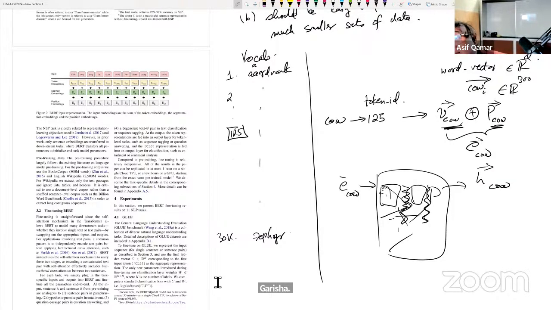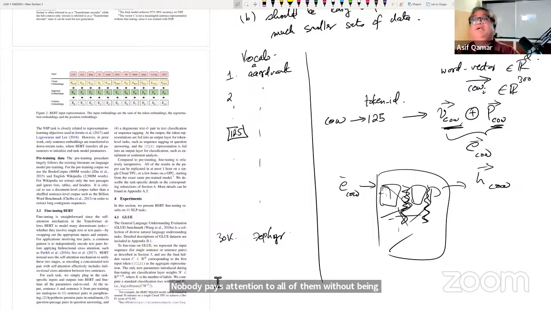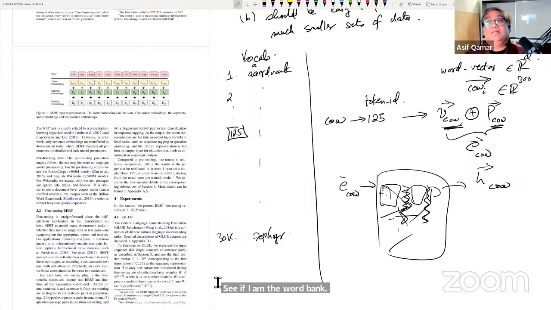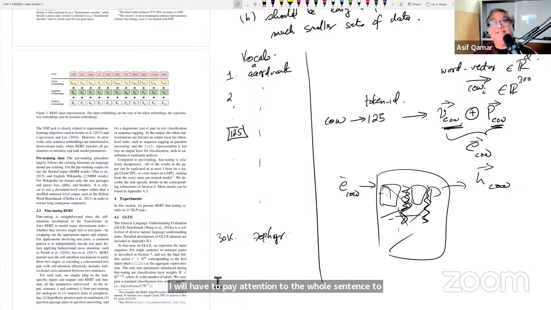Now, it pays attention to all of them without being colored by its own meaning. See, if I'm the word bank, I will inherently pay more attention to the word river, right? But if I'm a word without a meaning, I will have to pay attention to the whole sentence to figure out what in the world the sentence is saying. That's the intuition.